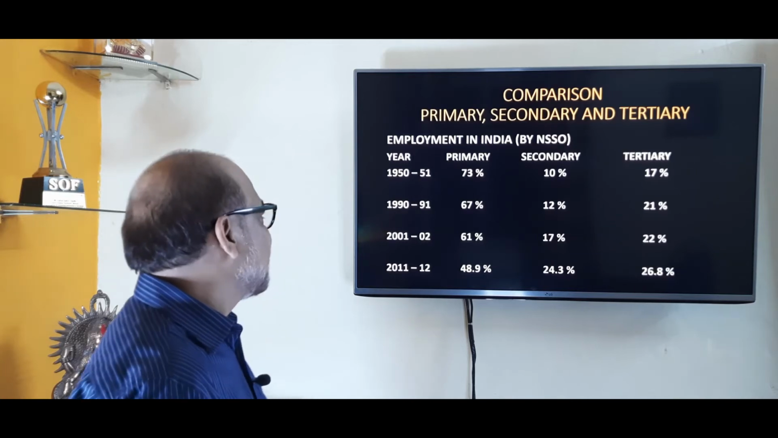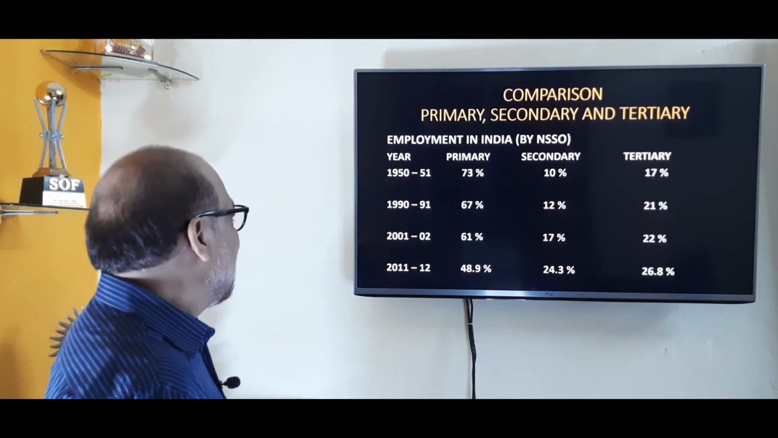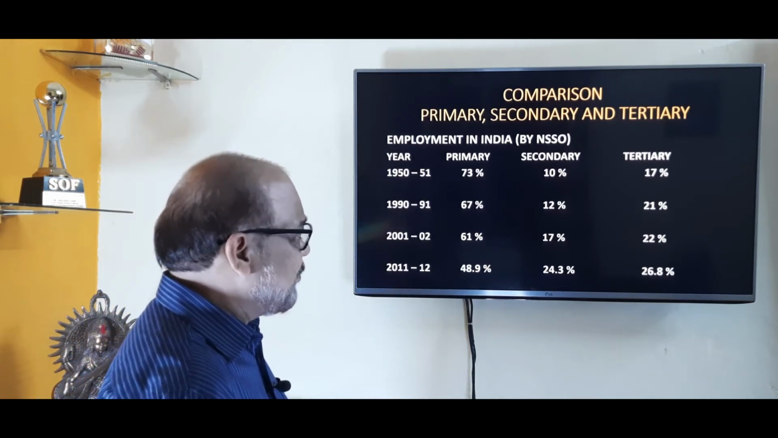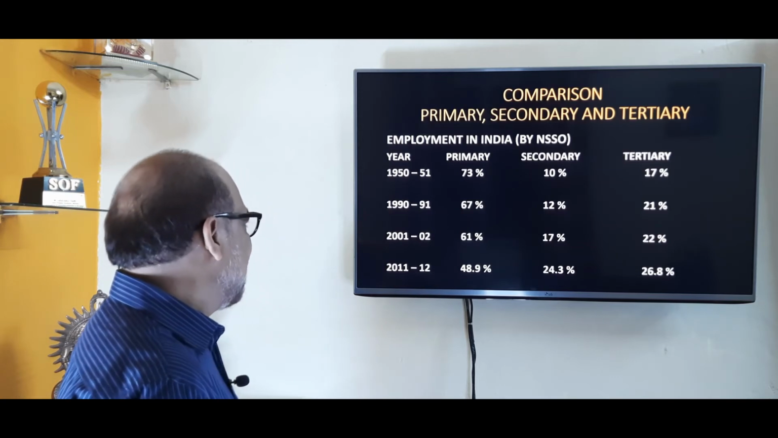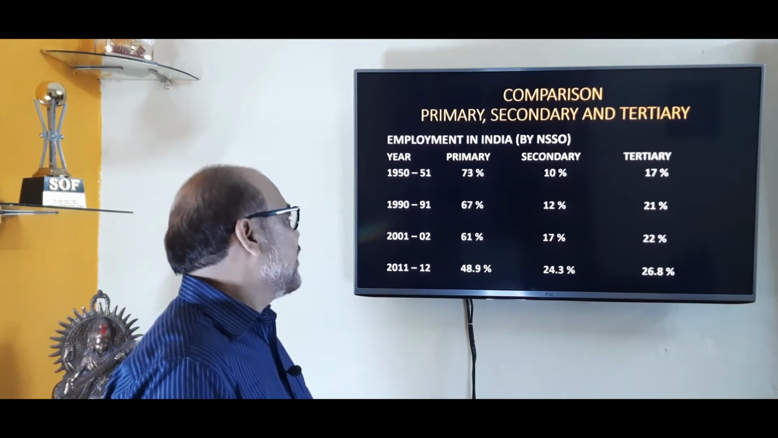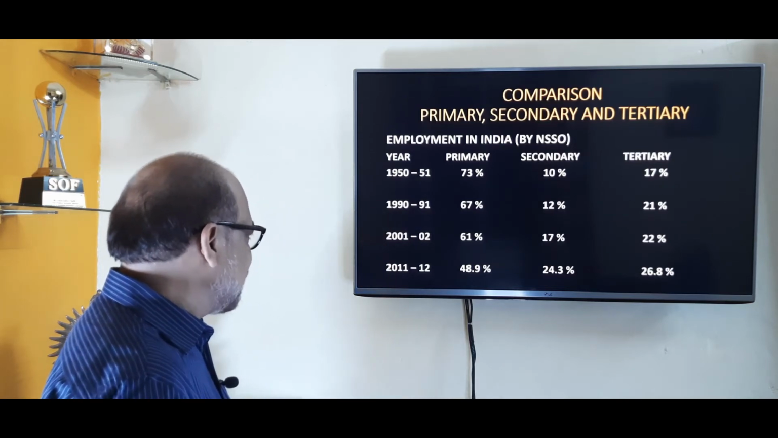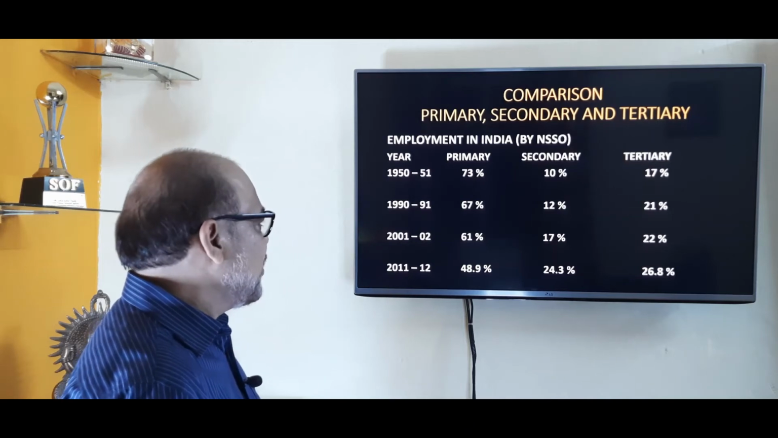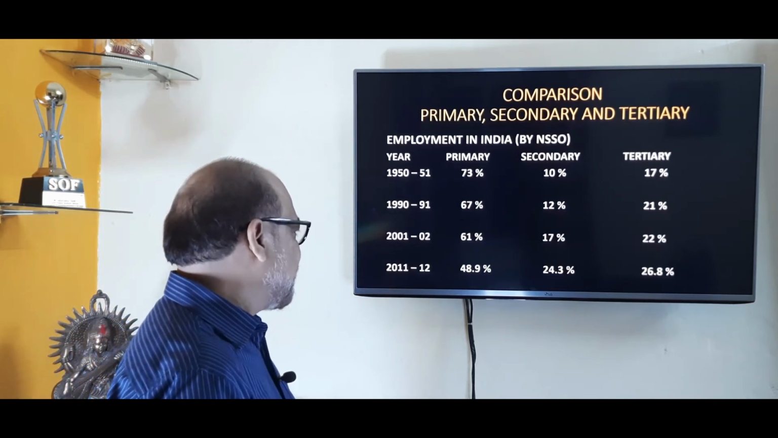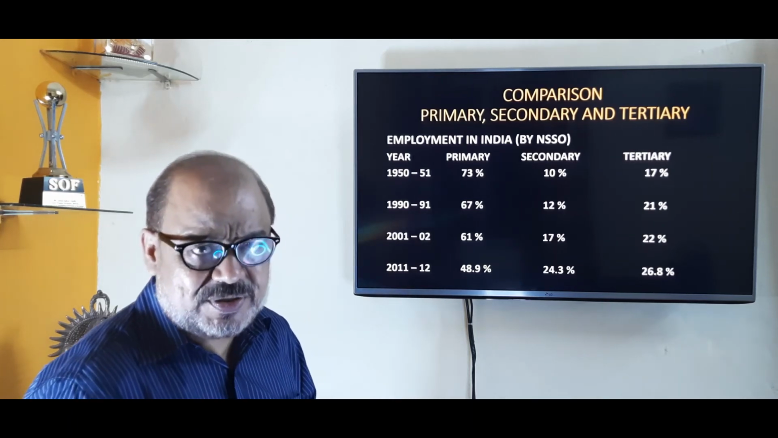Comparison, primary, secondary and tertiary sector. As far as employment in India is concerned, this data has been given by the NSSO. In 1950-51, 73% in primary sector, 10% in secondary sector and 17% in tertiary sector. In 1990-91, 67% in primary sector, 12% in secondary sector, 21% in tertiary sector. In 2001-2002, 61% in primary sector, 17% in secondary sector, and 22% in tertiary sector. In 2011-2012, 48.9% in primary sector, 24.3% in secondary sector, and 26.8% in the tertiary sector or service sector.